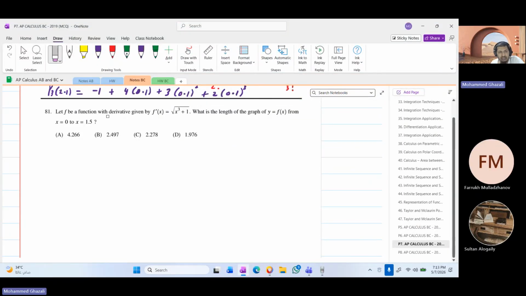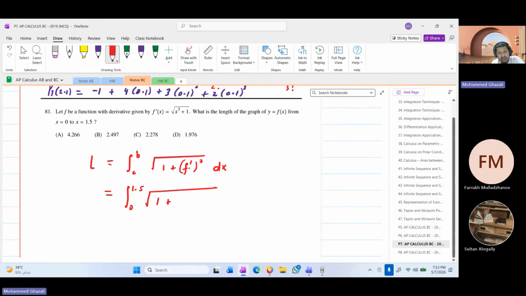Let f be the function with derivative given by this. What is the length, so arc length, of the graph of y equals f of x from x equals 0 to 1.5? Easy. The arc length formula is the integral from a to b of the square root of 1 plus f prime squared dx. That's it. So what's your a and b? 0 to 1.5. Put it into the calculator.